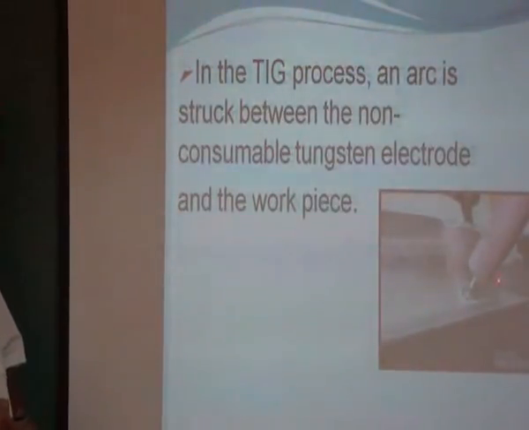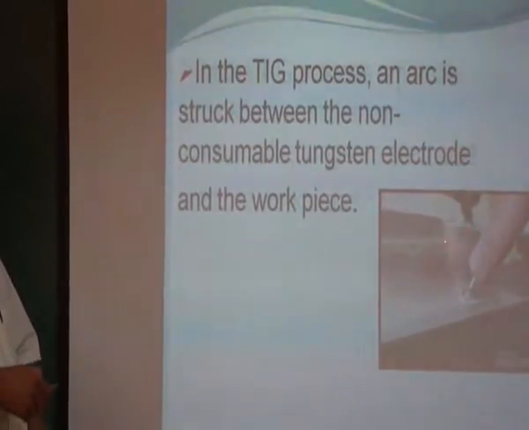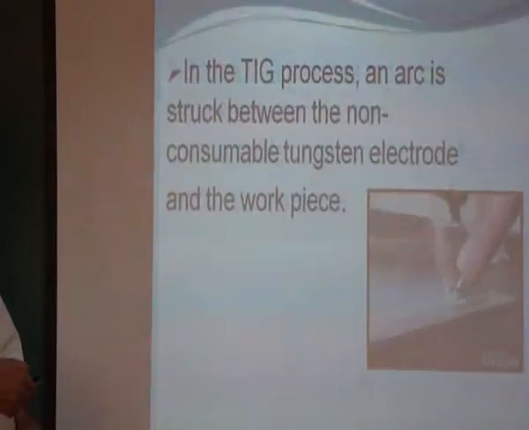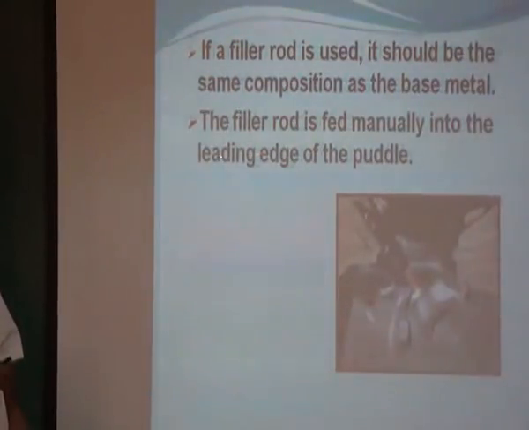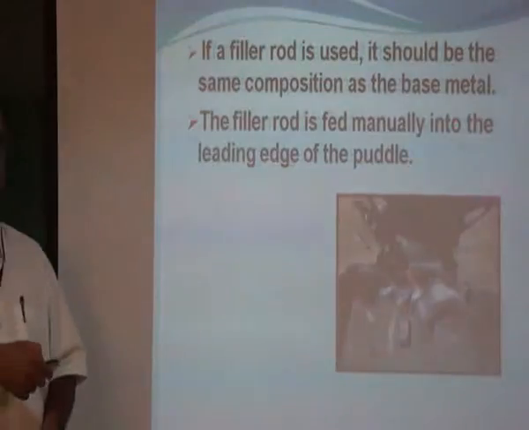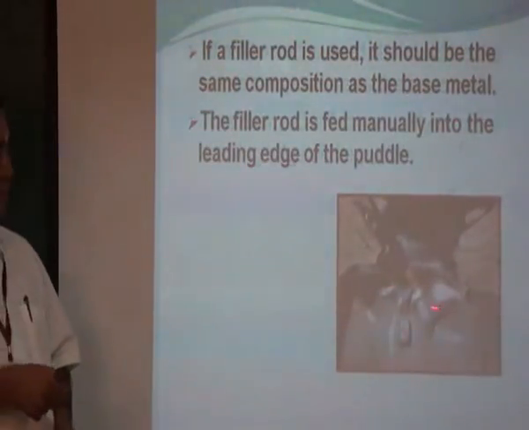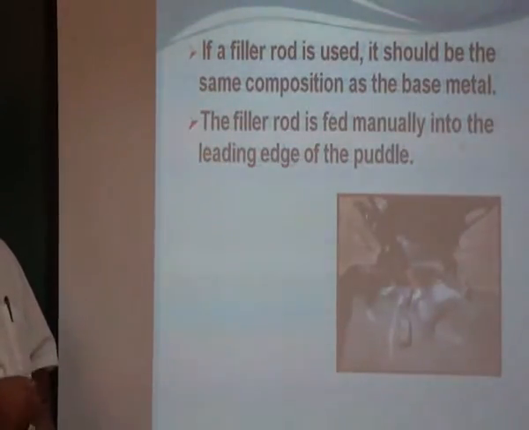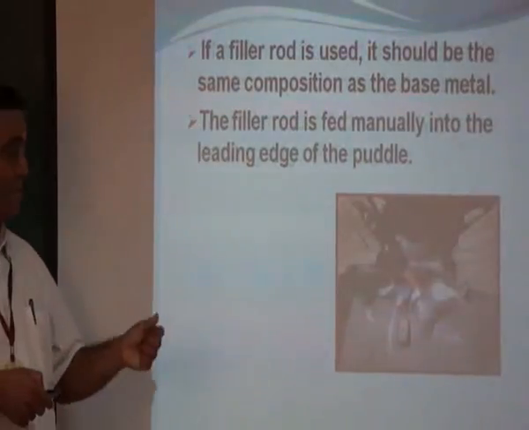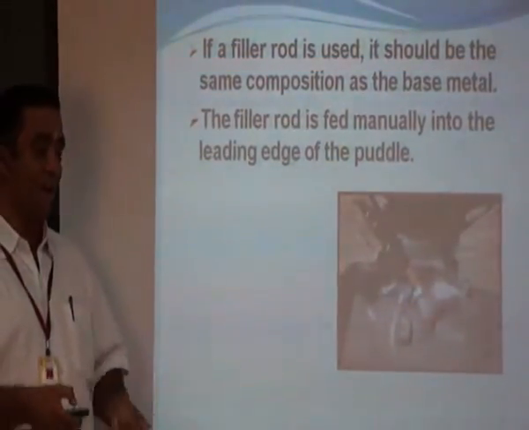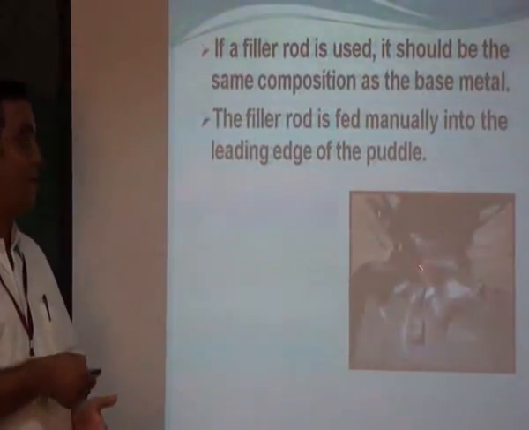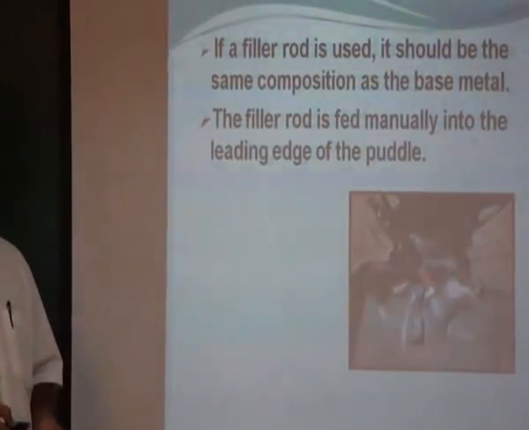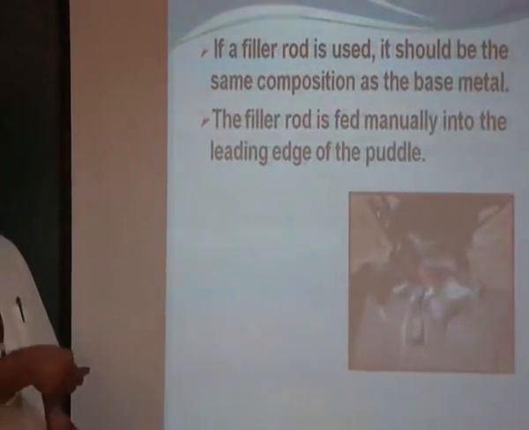In the TIG process, an arc is struck between the non-consumable tungsten electrode and the workpiece. This is the pictorial view of the TIG welding torch, and the arc is struck between the electrode and the base material. And this is the filler rod. When the filler rod is used, it should be of the same composition as the material. The filler rod is fed manually into the leading edge of the welding puddle, and that's why you see the welder handles the torch in one hand and the filler material in the other hand. Usually the torch is held in the left hand, and the filler in the right hand for easy operation. Depending upon the welder's skill, the filler material can also be kept in the left hand and the torch in the right hand. It all depends upon the welder's skill.